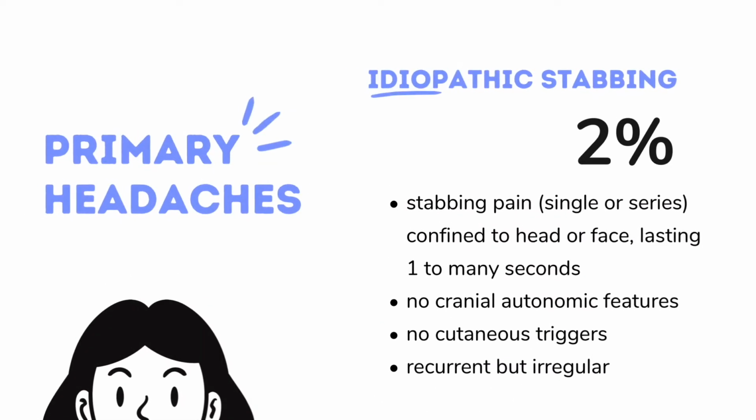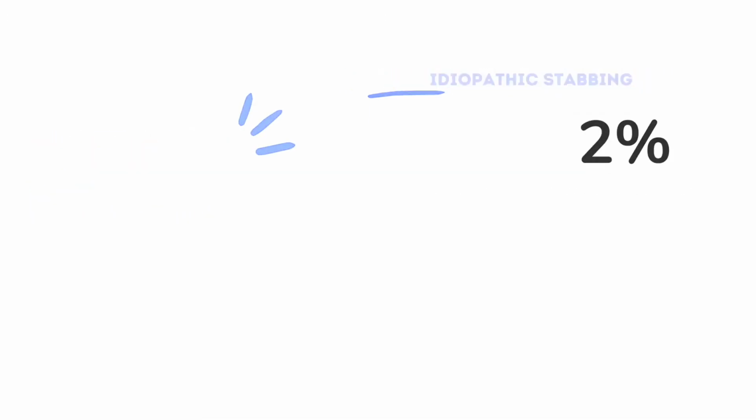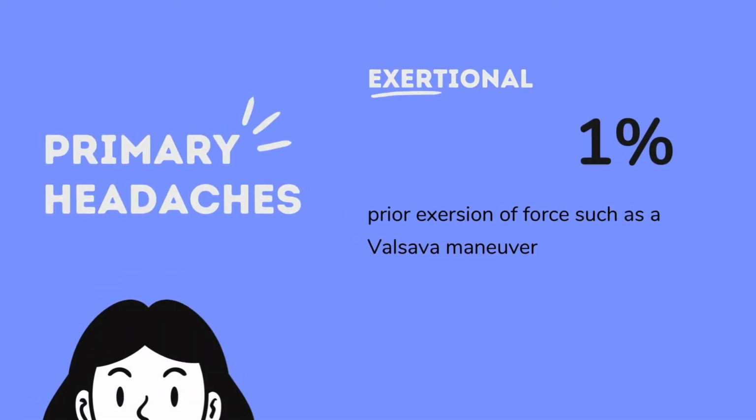Idiopathic stabbing headache has an incidence of 2%. It is characterized by stabbing pain, solitary or in series, only on the head or face, lasting one to many seconds. It has no cranial autonomic features, and it must occur in the absence of cutaneous triggers. This kind is recurrent but irregular in frequency. Exertional headache has 1% prevalence and is preempted by exertion of force or physical activity, such as a Valsalva maneuver.